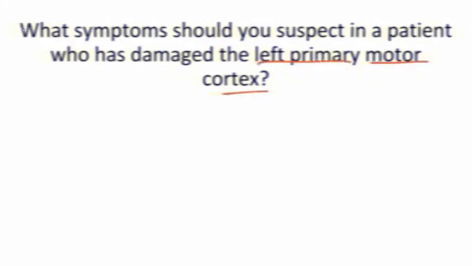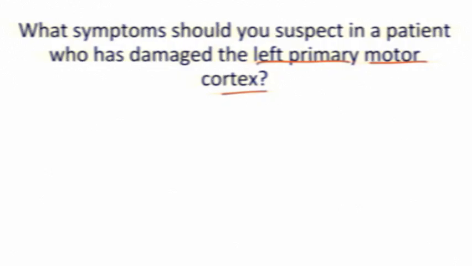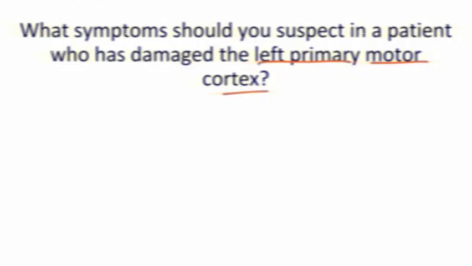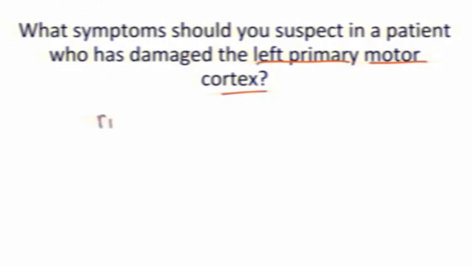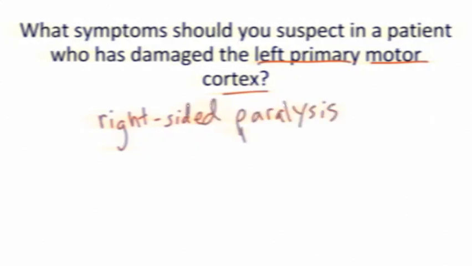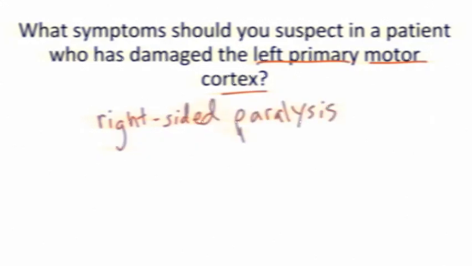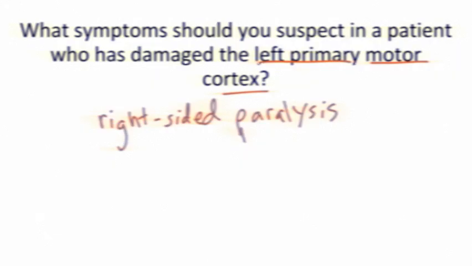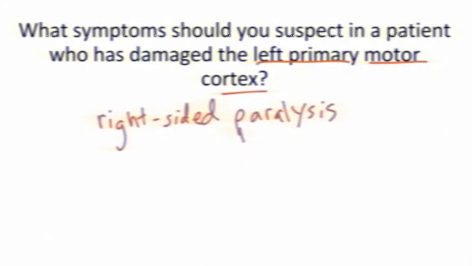So as we just discussed, the patient would be unable to move the right side of his or her body. This would include the right side of the face, the right arm, and the right leg. So right-sided paralysis. Again, this is because the tracts from the upper motor neurons from the primary motor cortex decussate, or cross over, to the opposite side of the body.